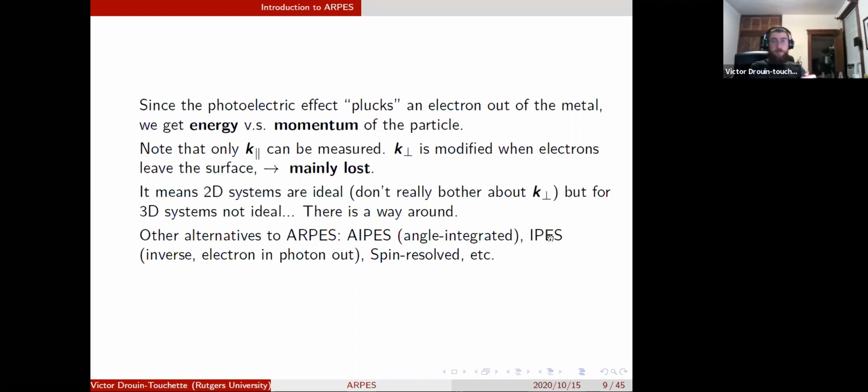IPES is the inverse of ARPES, where you send an electron in. So you need an electron gun, with very precise momentum and energy of the electrons, and you get the photon out. So that's the opposite. And then spin-resolved ARPES is where you want to not only get the electrons coming out, but you want to get the up electrons and the down electrons separately. That's in the case where the band structure has spin, where the spin degree of freedom is active in the band structure. That's an important technique, and it's been really important in topological insulators.